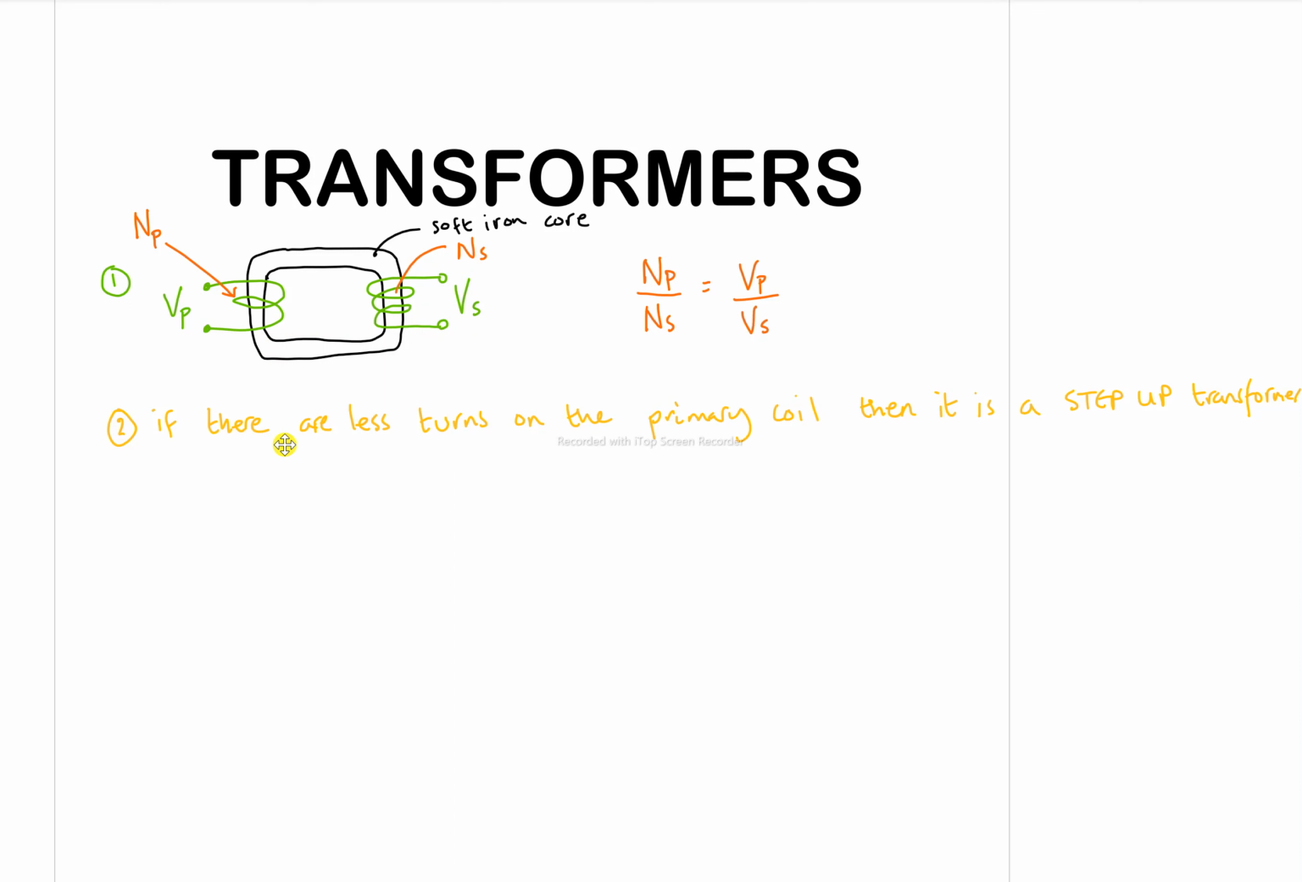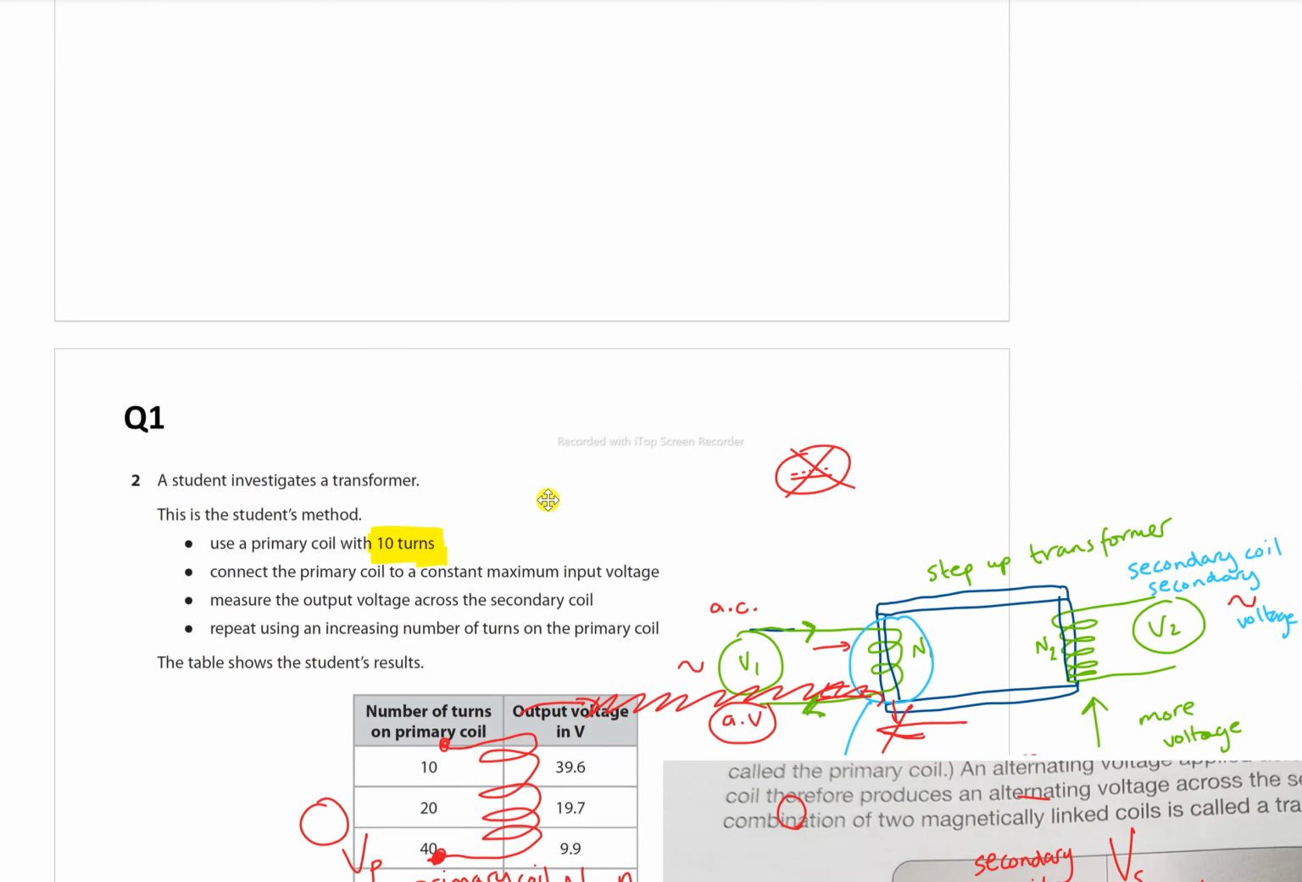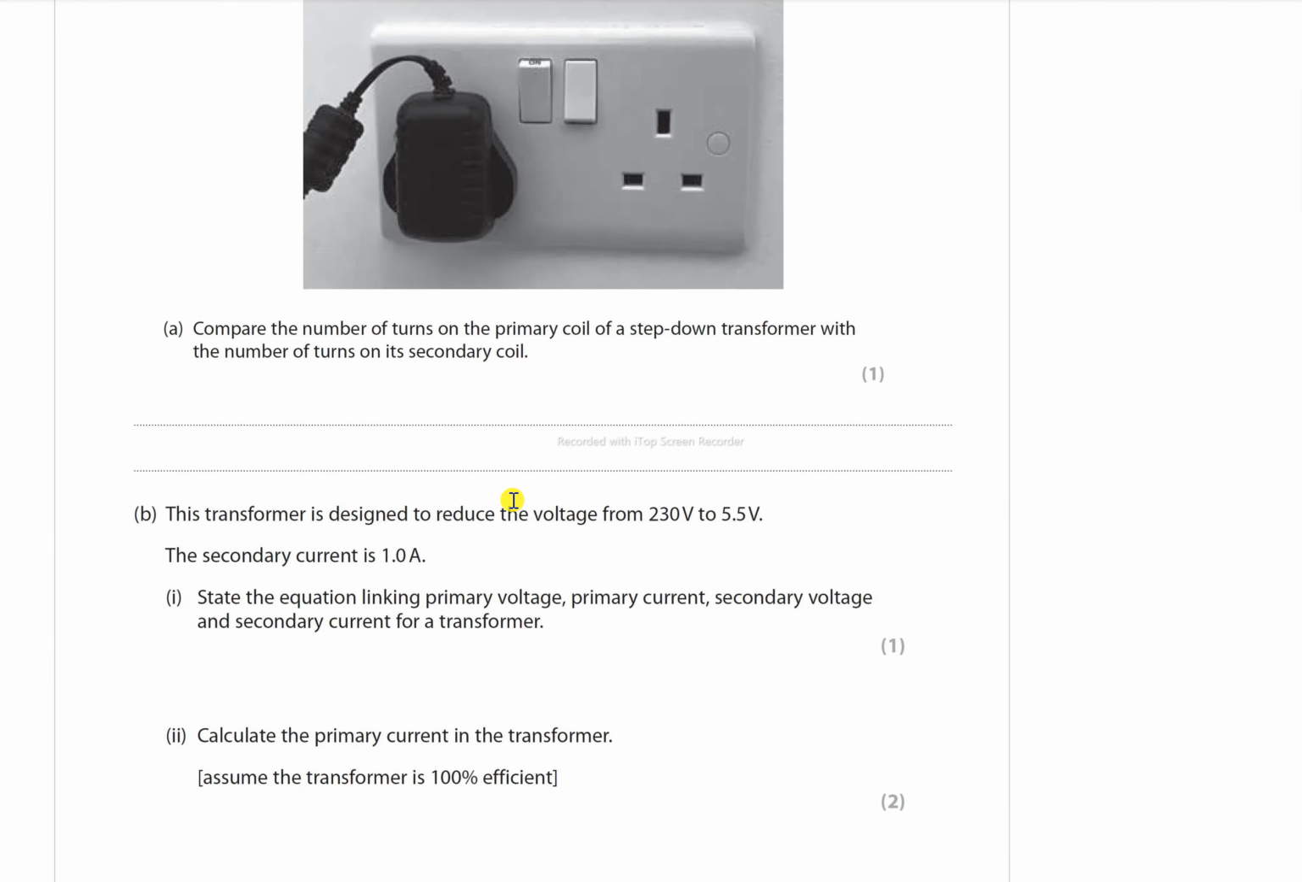If there are fewer turns on the primary coil compared to the secondary side, then it is called a step up transformer. So the voltage here will be higher. So you've stepped up the voltage. If you had it the other way, with more turns here and fewer here, it would be a step down transformer. Right, let's keep going.